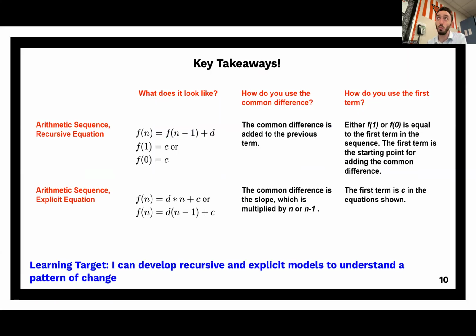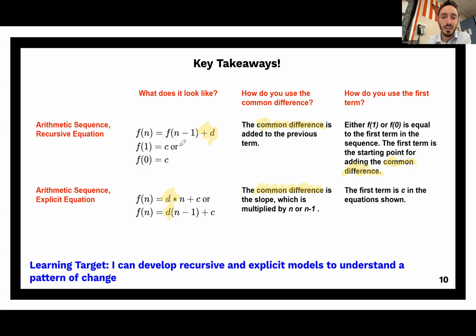What we saw in, I think, lesson 1.6 is this table, this framework for understanding the notation that we use to represent the explicit or the recursive functions that we can write for these cases. You'll notice that in this table, we often refer to the common difference as this plus d term. And the initial value of the sequence, we usually refer to as this plus c term.